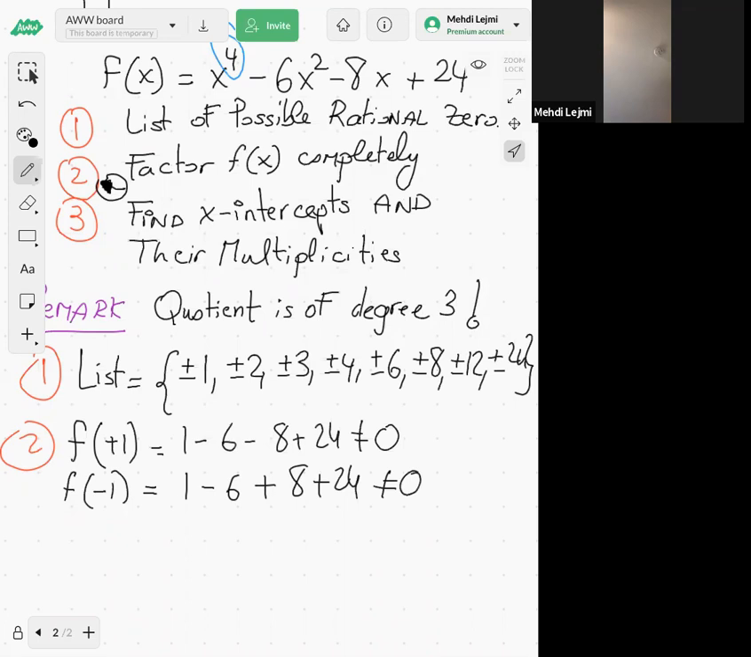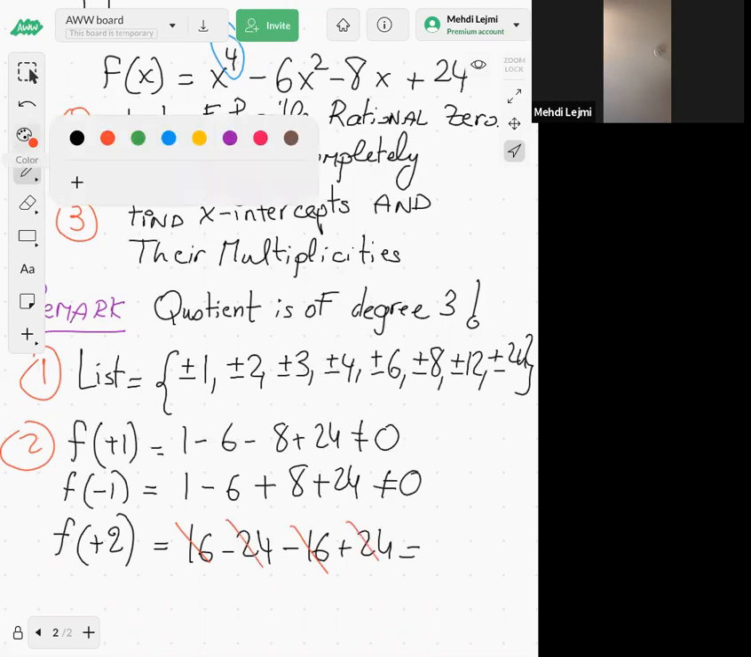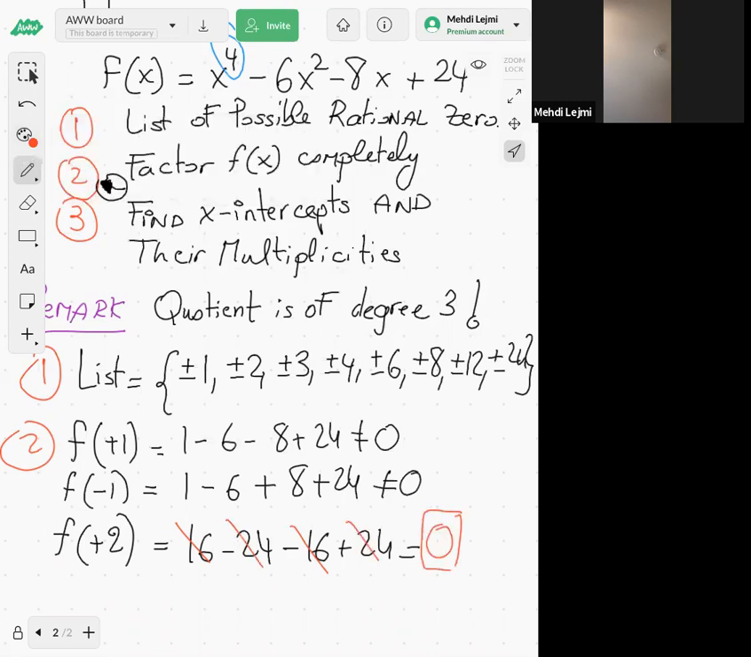Now let's try positive 2. 2 to the power 4 is 16, minus 6 times 4, minus 24, minus 8 times 2, that's minus 16, plus 24. So 16 minus 16 cancel out, minus 24 plus 24 cancel out, so that's 0. So 2 is the solution, right?